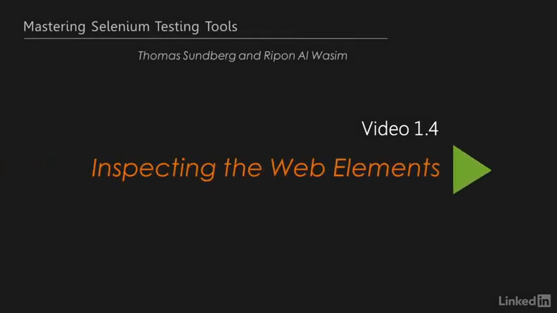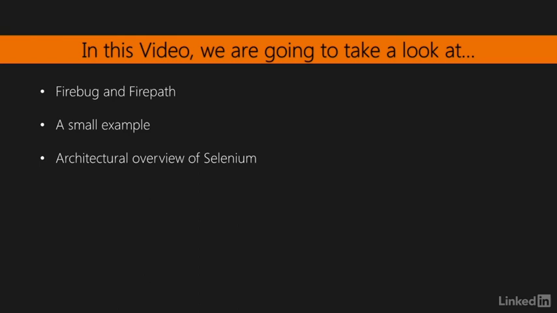Welcome to the last video in this section. In the previous video, we discussed a few of the tools and plugins we'll use throughout this course. The key to getting up to speed with automating web pages is to precisely know how to access those elements in the DOM programmatically. Two of the tools that come in handy here are Firebug and Firepath. In this video, we'll take a look at Firebug and Firepath in detail.